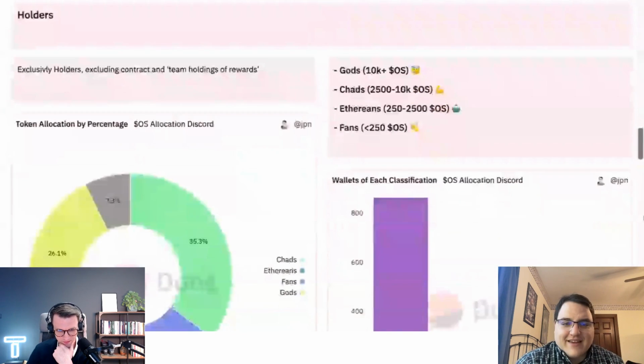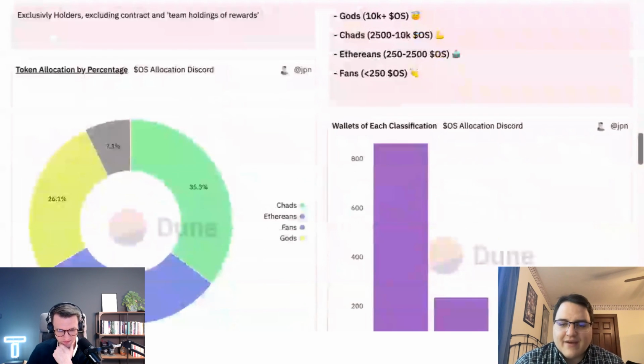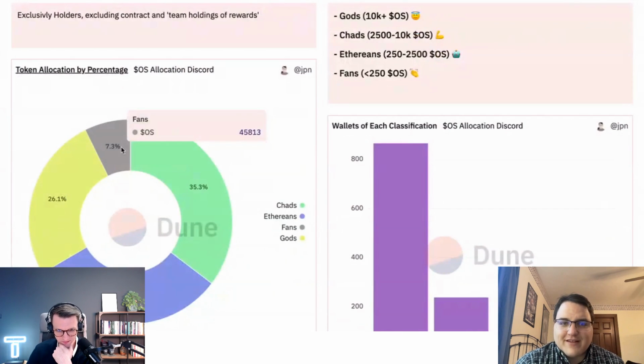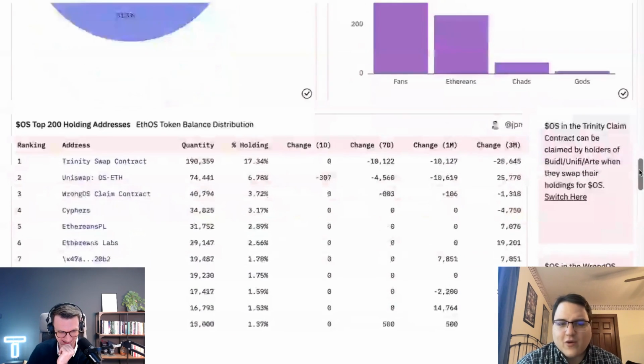We have an allocation dashboard, which is showing how much token average holders have, how much wallets that hold certain amounts have. We have some classifications that we just made up, like the Ethereans hold between 250 and 2,500 of a token, and you can see how much of the token supply is held by that group, and then also how many wallets fit that classification.